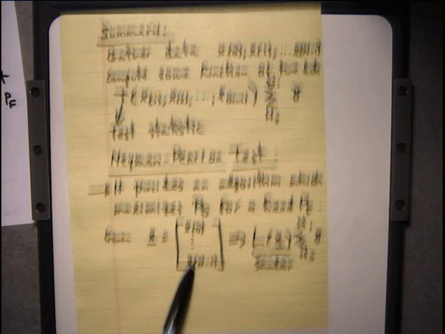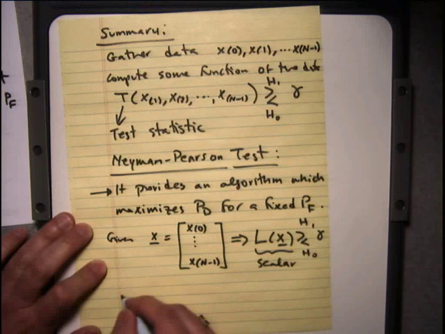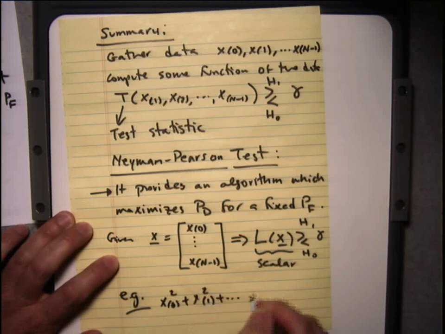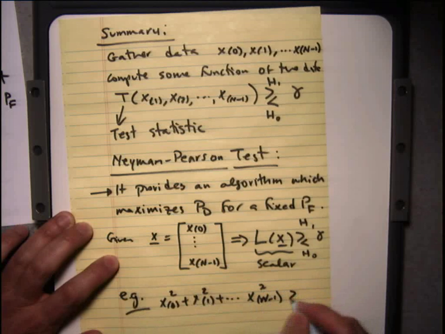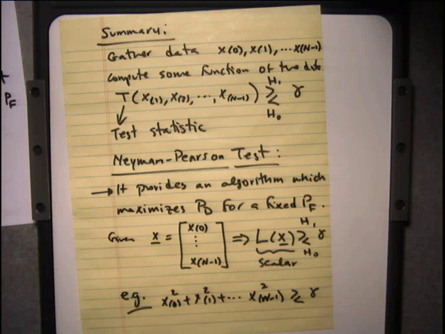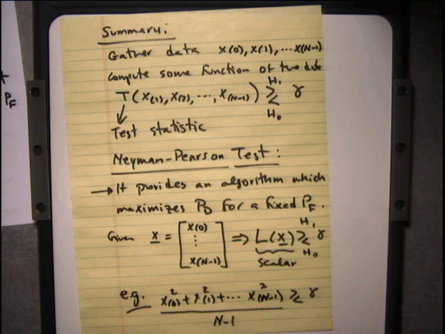So you take all of this data and you compute from it some scalar. For example, it could be x of 0 squared plus x1 squared, up to x of n minus 1 squared. And then you compare this to a gamma. Now let's do a normalization too, just to be fair, because we don't want this to keep getting bigger and bigger. That's one example.